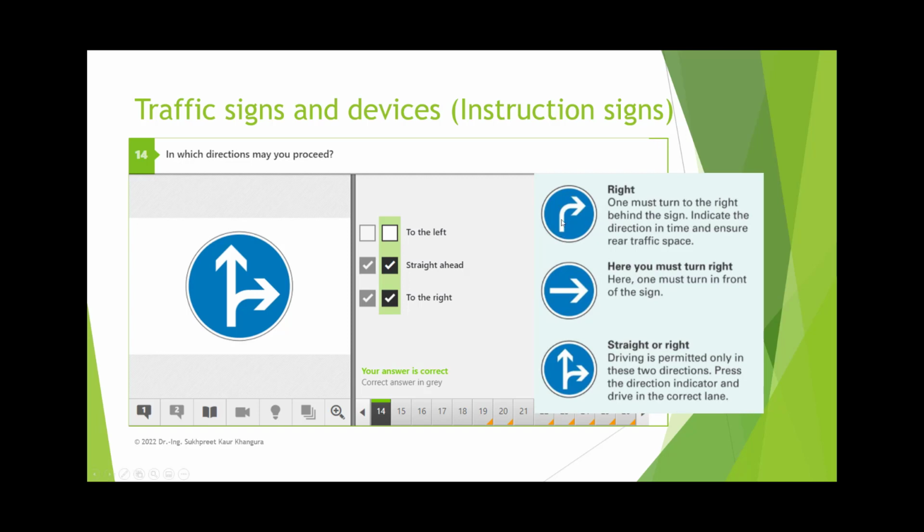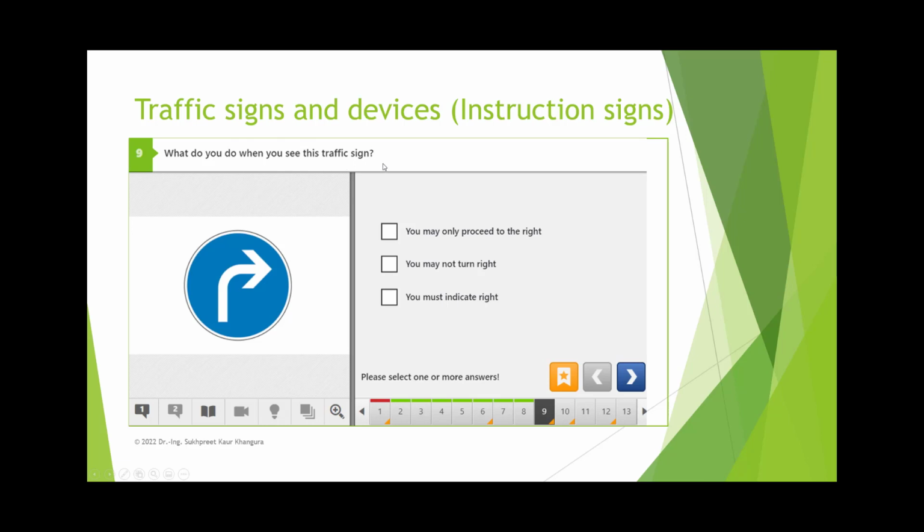The important difference between this curved one and the straight one, like this arrow and this arrow, is that here you must turn in front of the sign. One must turn to the right behind the sign. Here you have to take the turn before the sign, and here you have to take the turn after the sign. So this is the important difference between the two. But in both the cases, you have to indicate.